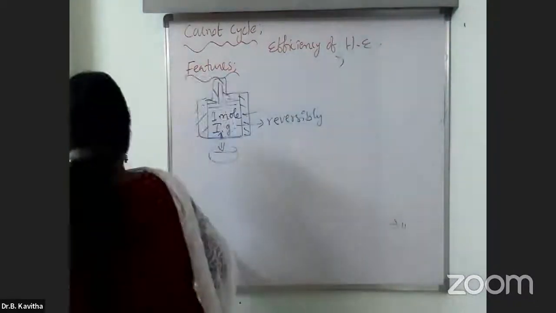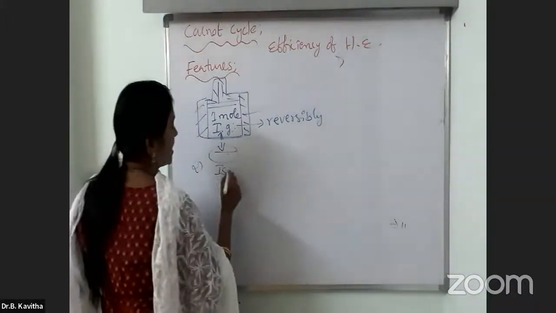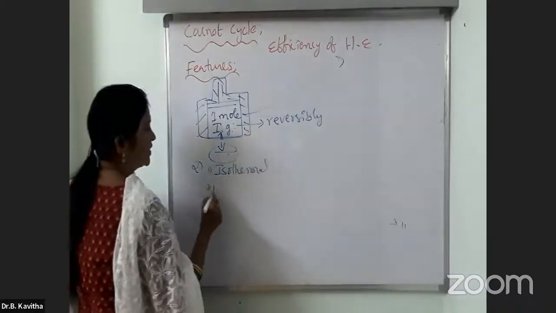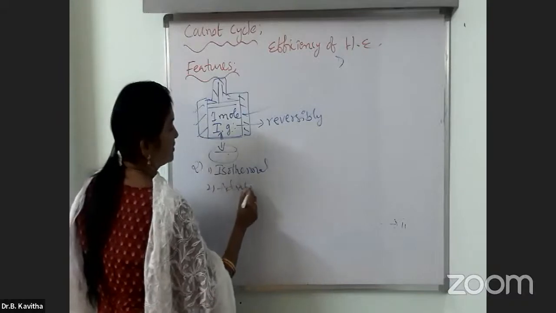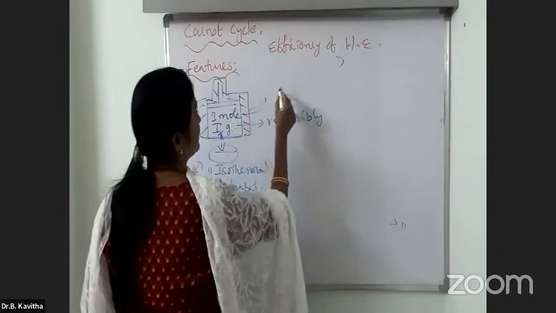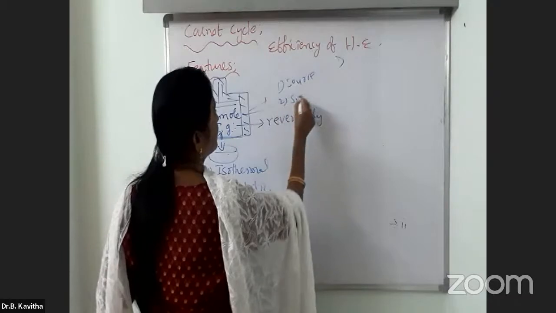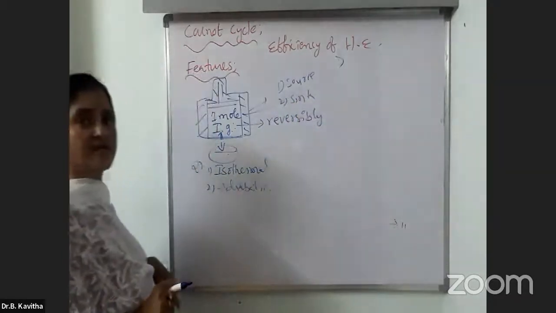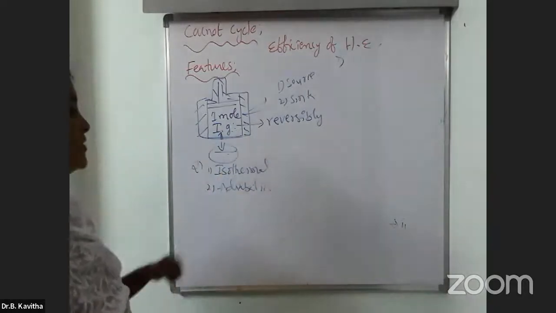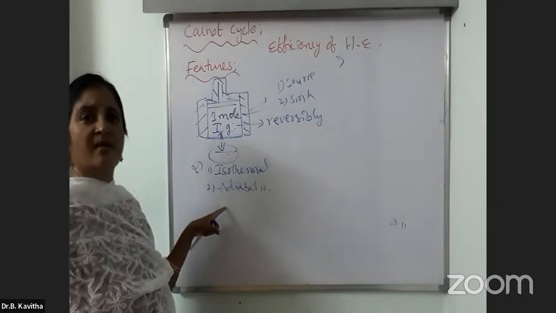And in this heat engine, 2 operations will be carried out. One is an isothermal operation and the second one is an adiabatic operation. And one more thing I forgot: this heat engine always consists of 2 reservoirs. One is a source and the second one is a sink. Like I told you in the heat engine, the same thing here. So in this, 2 operations are carried out: an isothermal operation and an adiabatic operation.